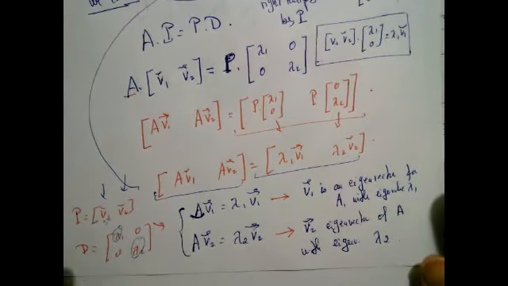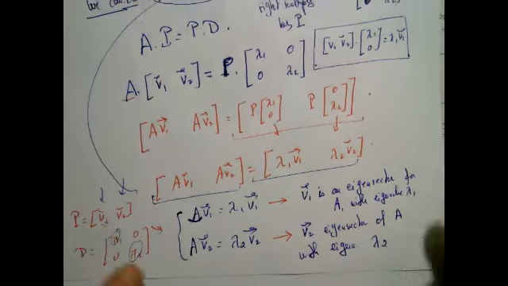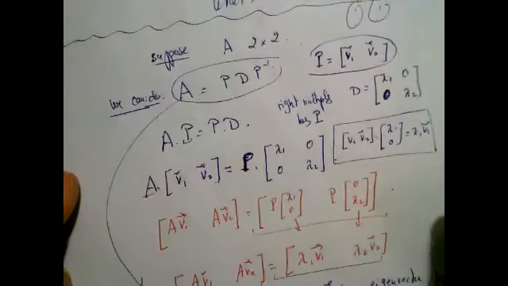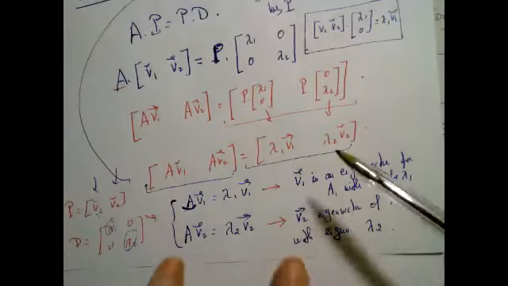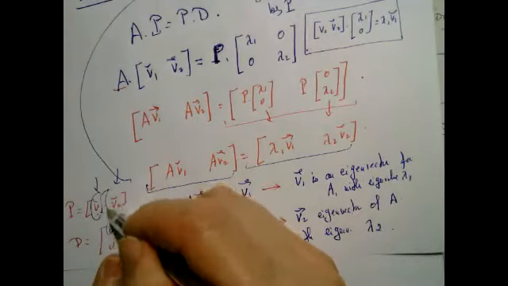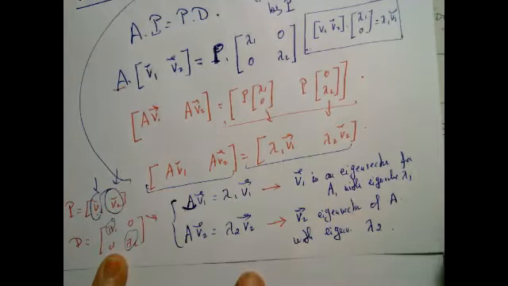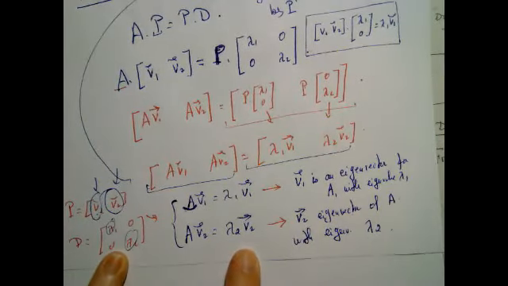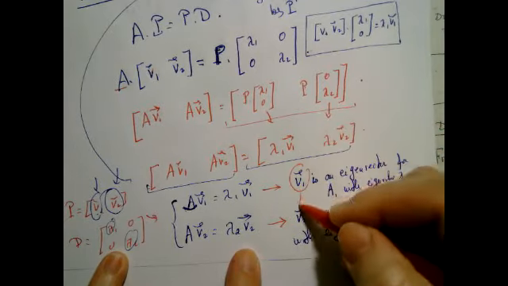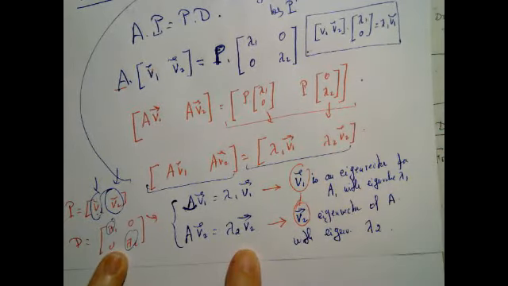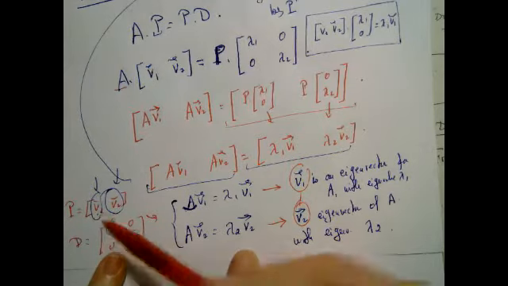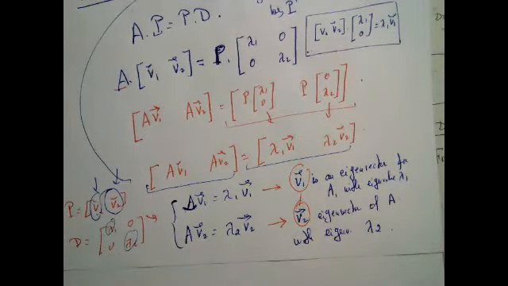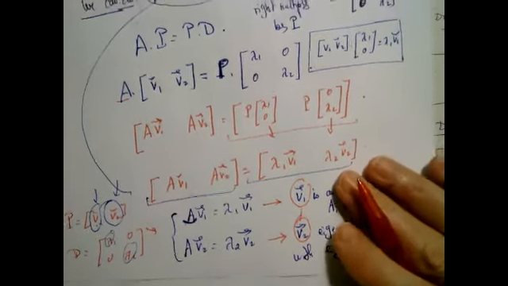One more thing. Because we want P times D times P inverse, for P to be invertible, the columns of P have to be linearly independent. It means for P to be invertible, the matrix A needs to have linearly independent eigenvectors. Otherwise, P will not be invertible. So we're going to sum the whole idea up in a theorem.